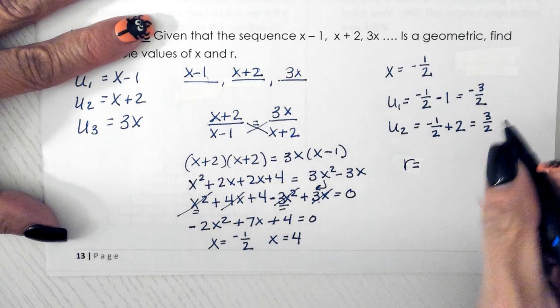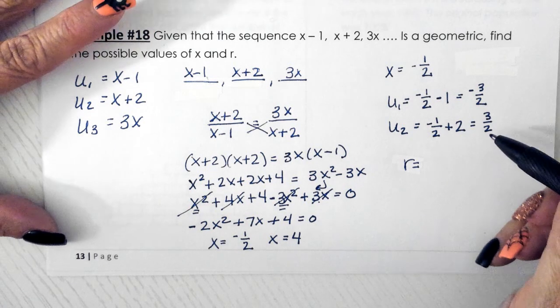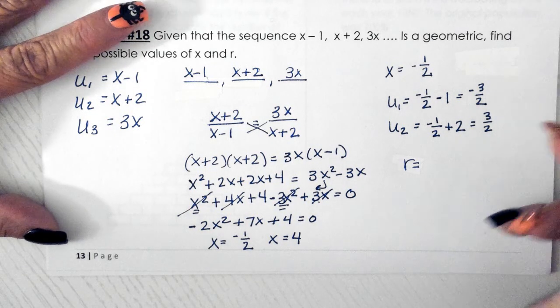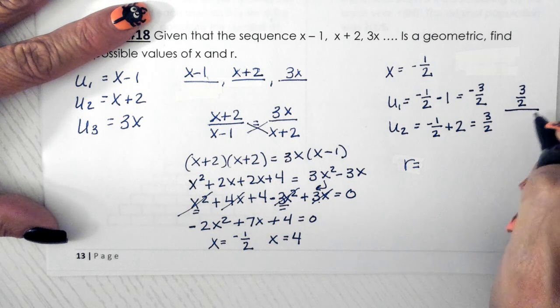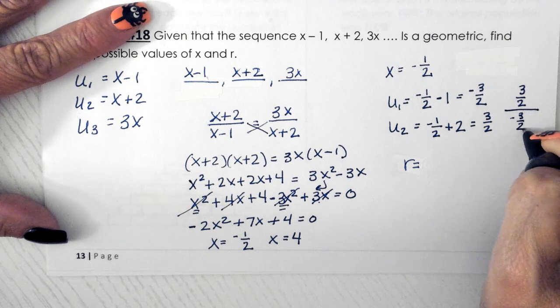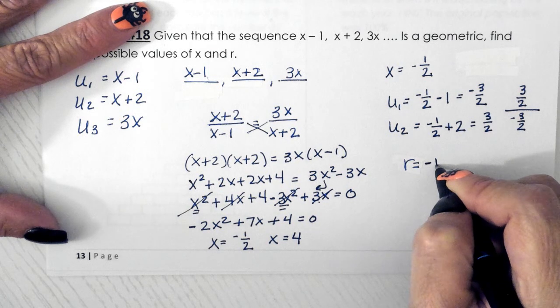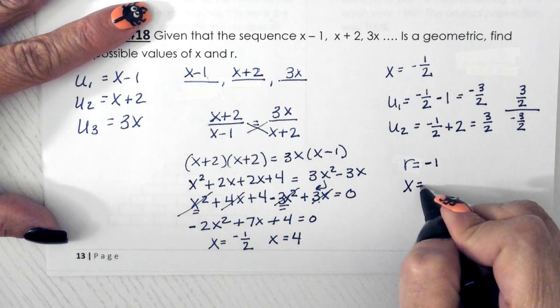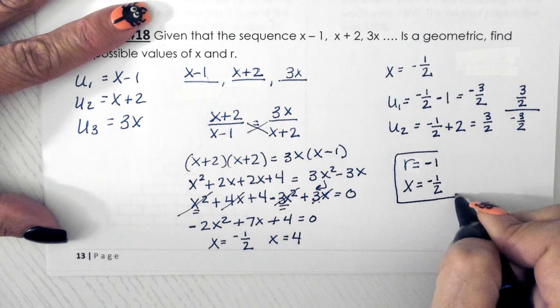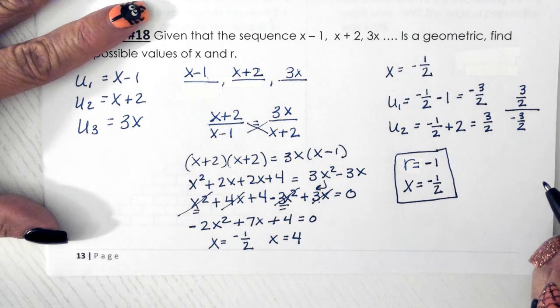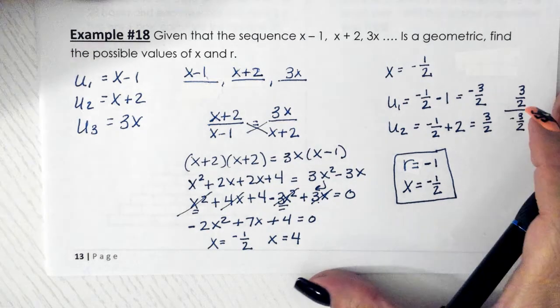What would the common ratio be? Positive 3 over 2 divided by negative 3 over 2. The common ratio will be positive 3 over 2 over negative 3 over 2. Do you see how that's just going to be negative 1? And in this scenario, x is negative 1/2. Okay, so that's scenario number 1.